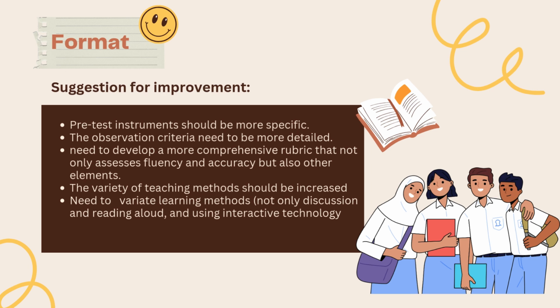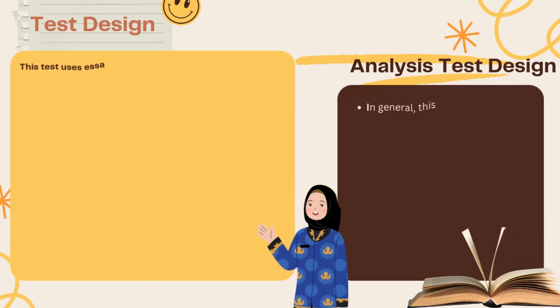And the last, the teacher could develop a more comprehensive rubric that assesses not only fluency and accuracy but also other elements such as cohesion, mastery of learned material, and use of media in interaction with the audience. And also, the teacher needs variation in learning methods such as project-based learning, and use interactive technology to increase student engagement. The next point is test design.